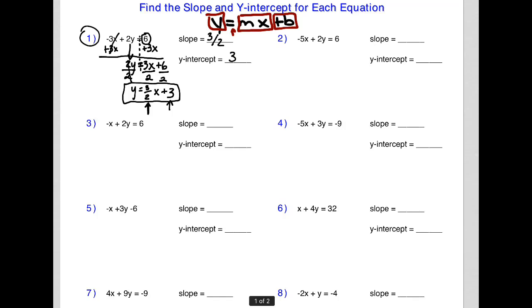So now number 2 is very similar, so I'm not going to do number 2 necessarily. I'll just kind of skip around a little bit. I'm going to go ahead and jump to number 3. So once again, I'm trying to get in slope-intercept form, so I am going to draw my line down my equal sign that separates the sides of my equation.